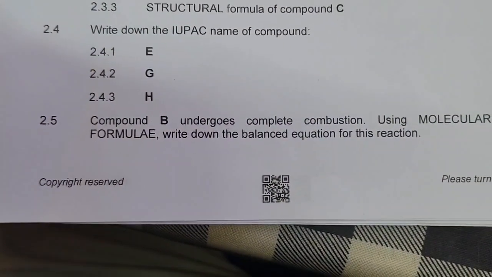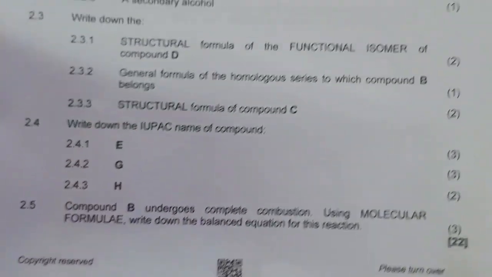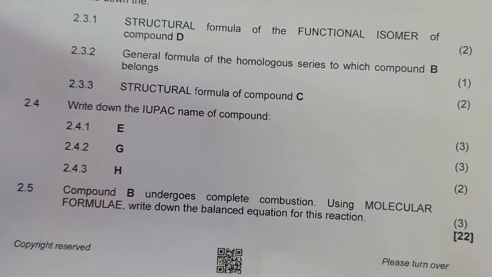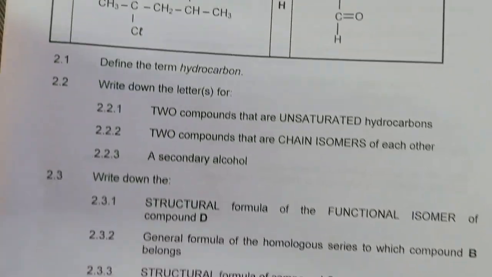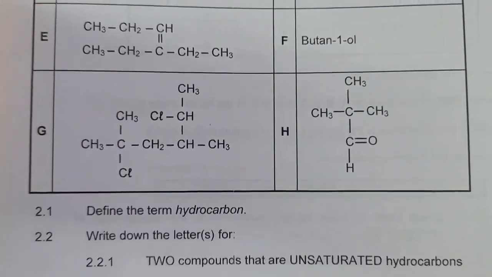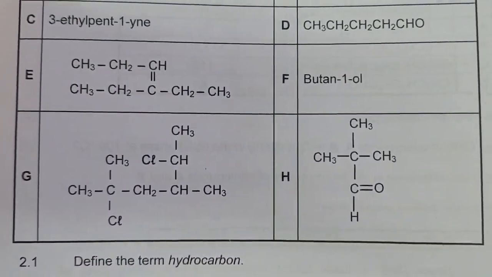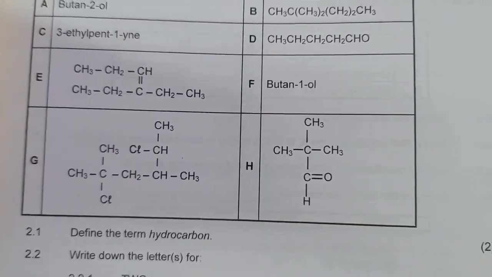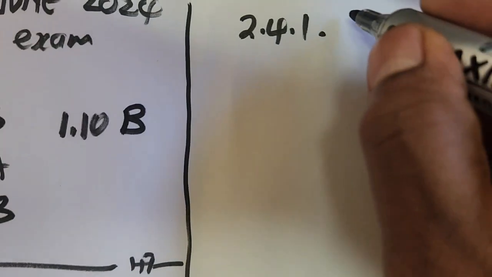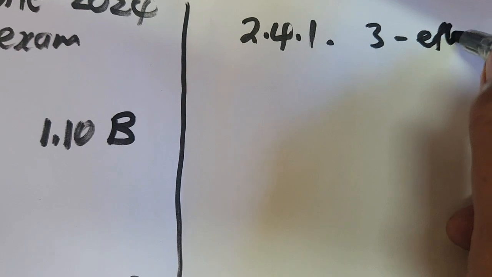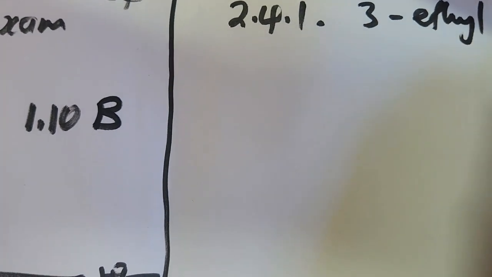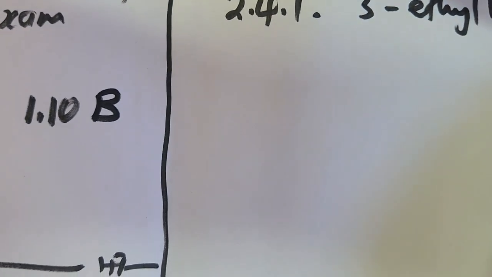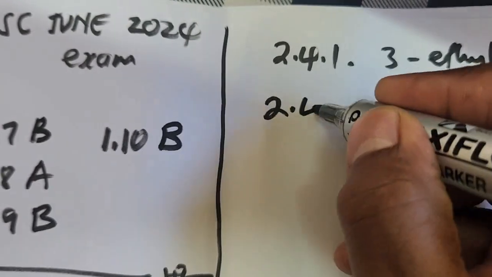2.4, write down the IUPAC name of the following compounds. 2.4.1, E. IUPAC name of E, we have already answered that one. We said this 3-ethyl hex-3-ene structure. 3-ethyl hex-3-ene. Fine.